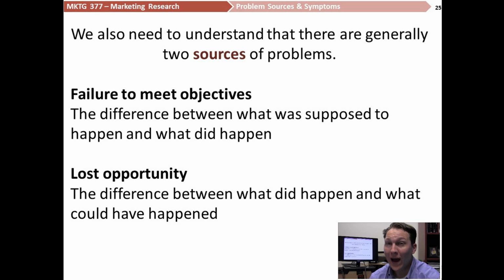Now, if you're being proactive with research, you can also identify an upcoming opportunity, which is the difference between what's going to happen and what will happen if we change our course. But we're talking about problems in a more reactive state in Chapter 3. So let's think about it as being a lost opportunity most of the time.